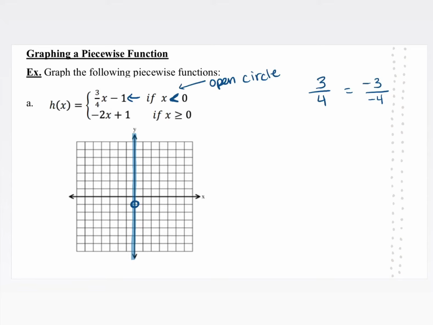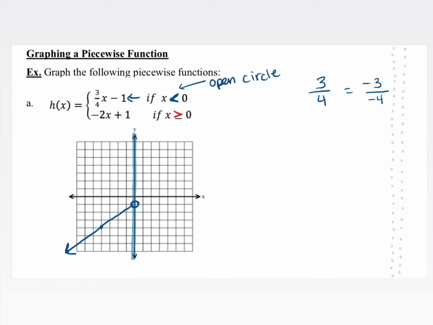So instead of going up 3 and to the right 4, I can go down 3 and to the left 4, extending it in the opposite direction. It goes a little bit off the grid, but there we go. So that is my first graph.